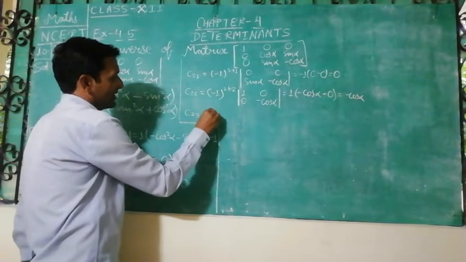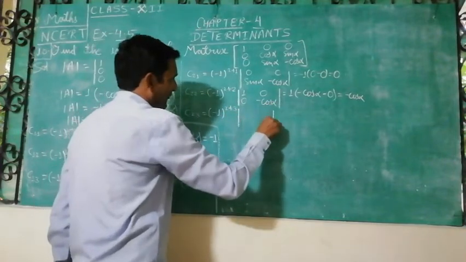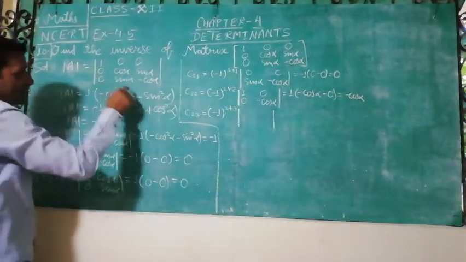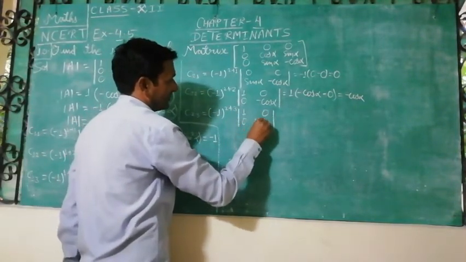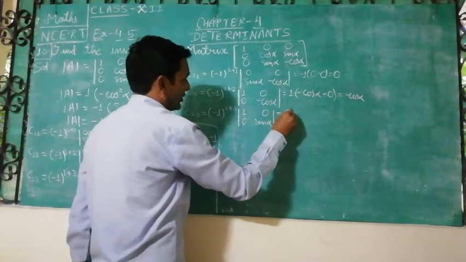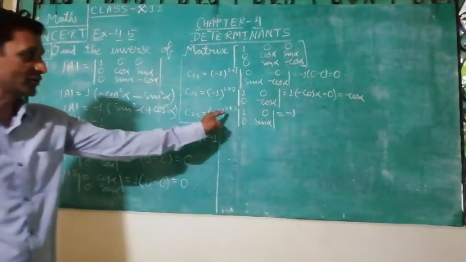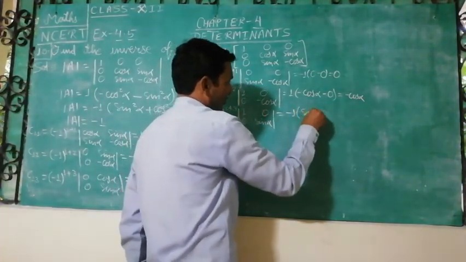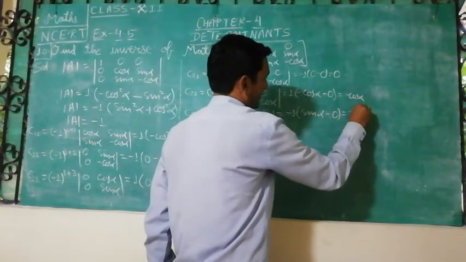Now C23. C23 is equal to minus 1 raised to the power 2 plus 3. Then second row, third column will be eliminated. So it is 1 0 0 sin alpha. So it will be equal to minus 1, because minus 1 raised to the power odd number, it is 5. So it will be minus 1. Now 1 into sin alpha is sin alpha. Minus 0 into 0 is 0. Sin alpha minus 0. That will be equal to minus sin alpha.